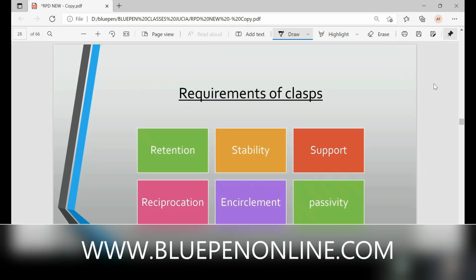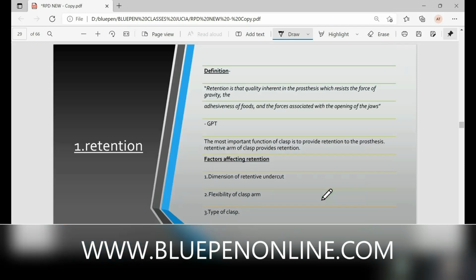We have a very important thing: the requirements of the clasp. We have some factors: retention, stability, support, something that we studied before, the same thing. Again, we have retention, stability, support. Now we have something new here, that is reciprocation. Just because you are having your reciprocal arm, we have to study reciprocation, encirclement, passivity. These all are the requirements of the clasp. This can actually come as a separate essay question also.